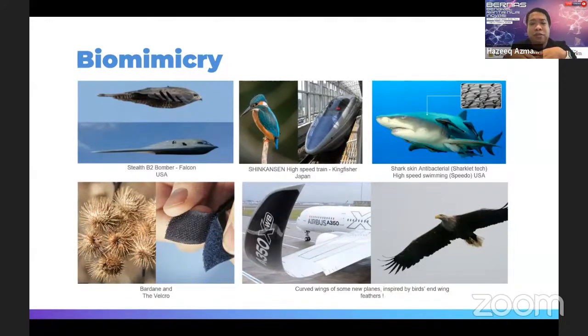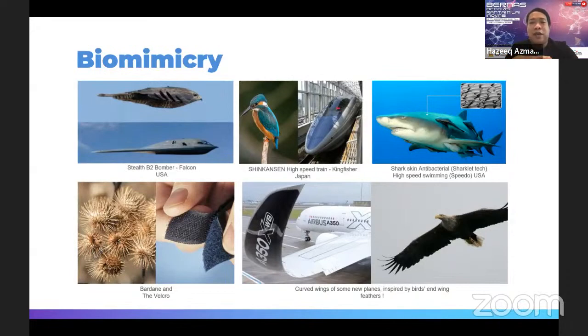And even now, if I'm not mistaken, Boeing is looking at this. I'm not sure whether it's Boeing or Airbus, but for the aeroplane, they look at the surface of the plane to make it like sharkskin so that the plane can fly faster, okay? And then the picture down there, I'm sure you've seen Velcro before. That was inspired by the burdock plant, okay? And then the Airbus A350, they tried to look into a flat wing, similar to the wing of an eagle.